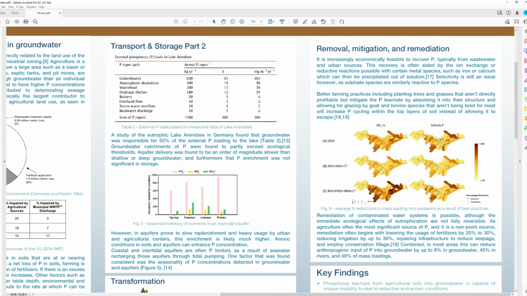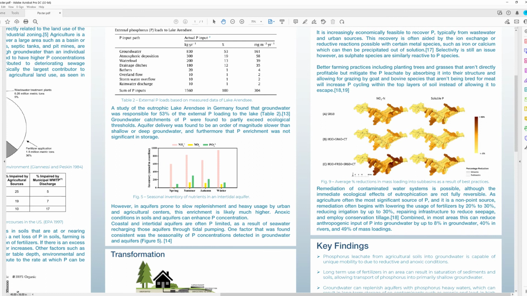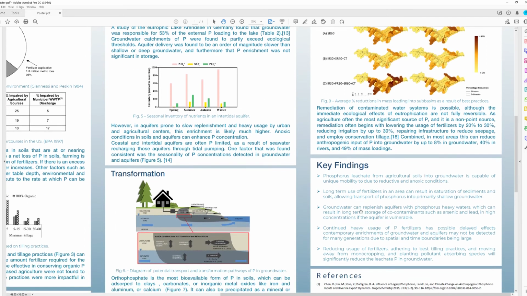So here is a little bit of a graph showing you different areas where they've implemented these better farming practices and reductions across the board of nitrates and of phosphates, some as high as 70 percent, looking at the shade there. So typically, what you're going to see here is remediation of contaminated systems that are in water now is possible, but you can't immediately reverse eutrophication. It's just not there. So ideally, we reduce and improve the farming practices.